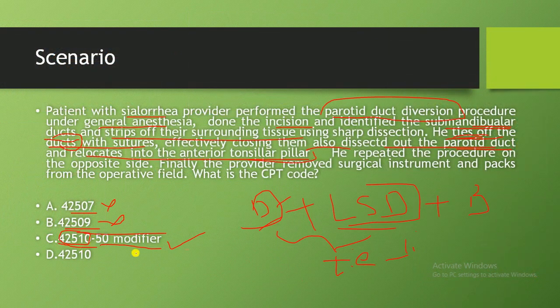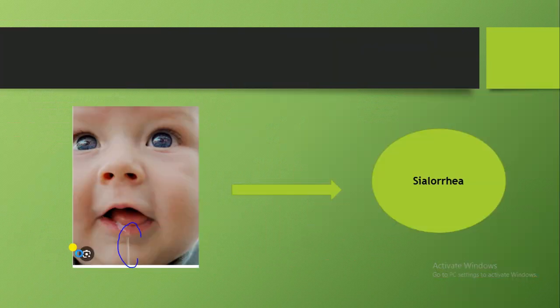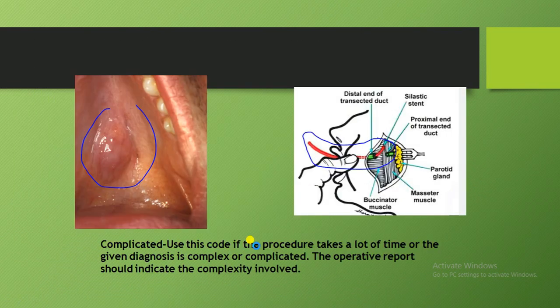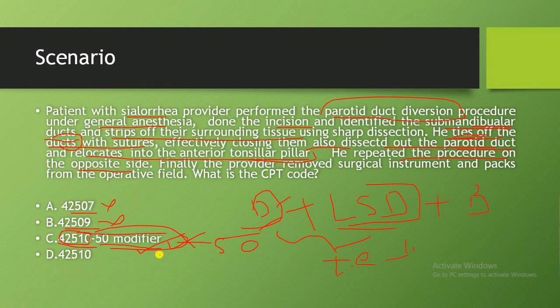The CPT code is correct, but did I tell to append the 50 modifier? See here in the scenario, the procedure is repeated on both sides, opposite sides. That is fine. But generally, what is the 50 modifier? When a procedure is done on both sides, we will append the 50 modifier. But the CPT code itself includes the bilateral, right? Bilateral diversion plus the ligation of both the ducts. No need to append the 50 modifier. So this is not the correct option.